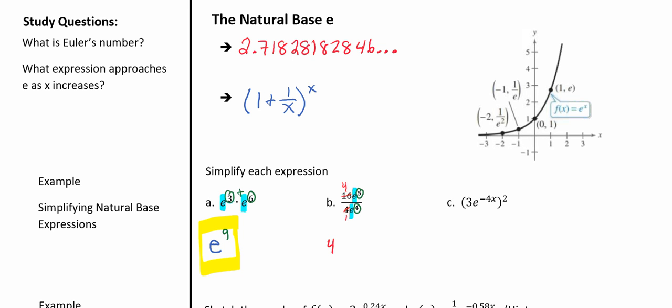And then there's e's on the top and the bottom, right? So 5 minus 4 is a positive 1. And so we'll have e to the first power. We could write a 1 there, but we don't need to because it's just a 1. So that gives us 4e.